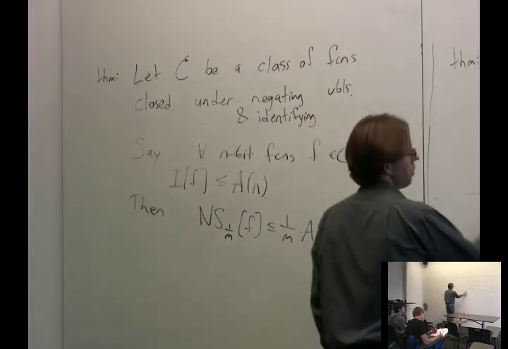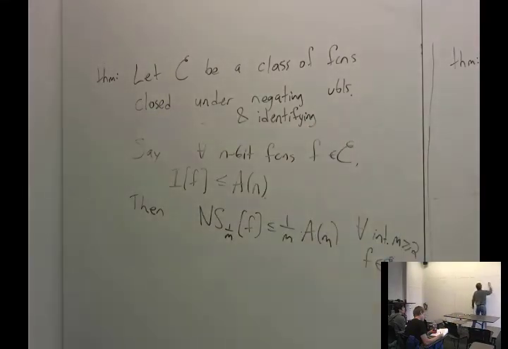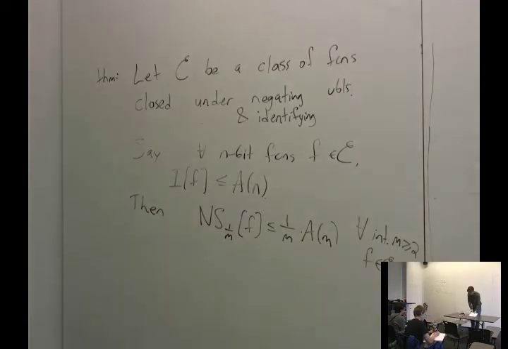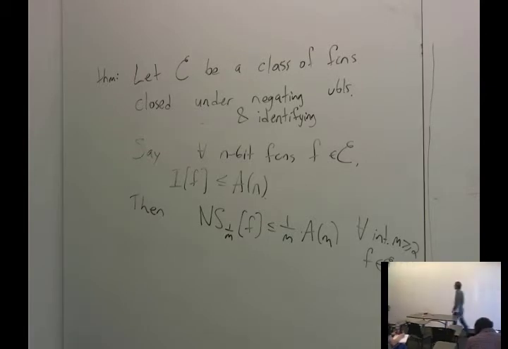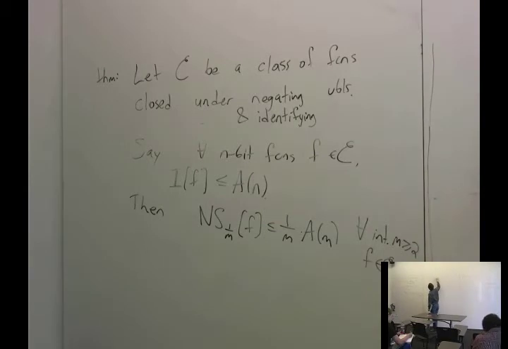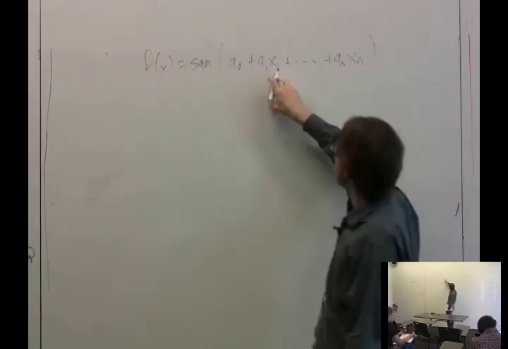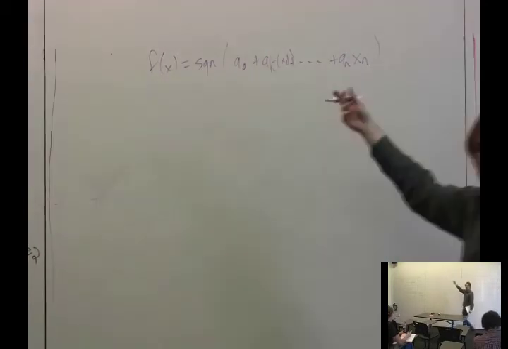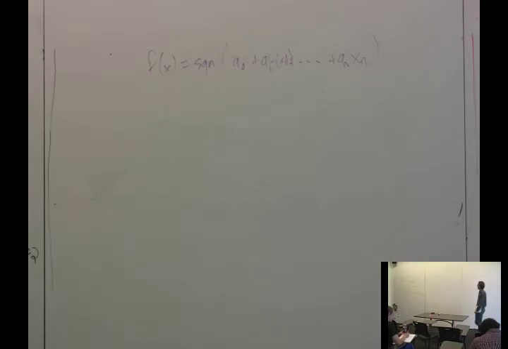Why does that prove Peres's theorem? As I said, we're going to apply it to the class of all LTFs on any number of coordinates. Why are they closed under negating variables? That's easy. If a general LTF looks like sign of a0 plus a1 x1 plus dot dot dot plus an xn, and you replace x1 with negative x1, that's the same as replacing a1 with negative a1. So that's still in the class.